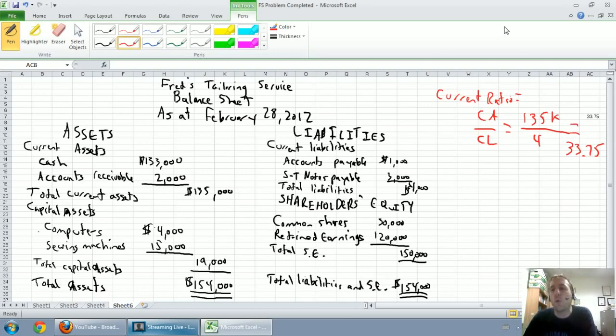Now, a couple of rules of thumb: 1.5 is thought of as a pretty magic number. If it's over 1.5, the company's safe. Less than 1.5 might be a little risky. 33.75 is very high. This company's very safe.